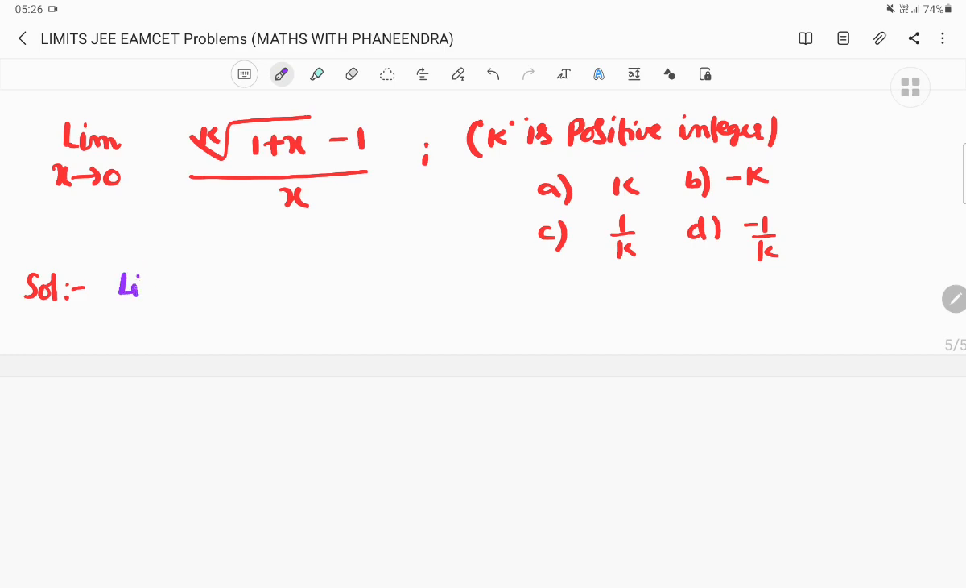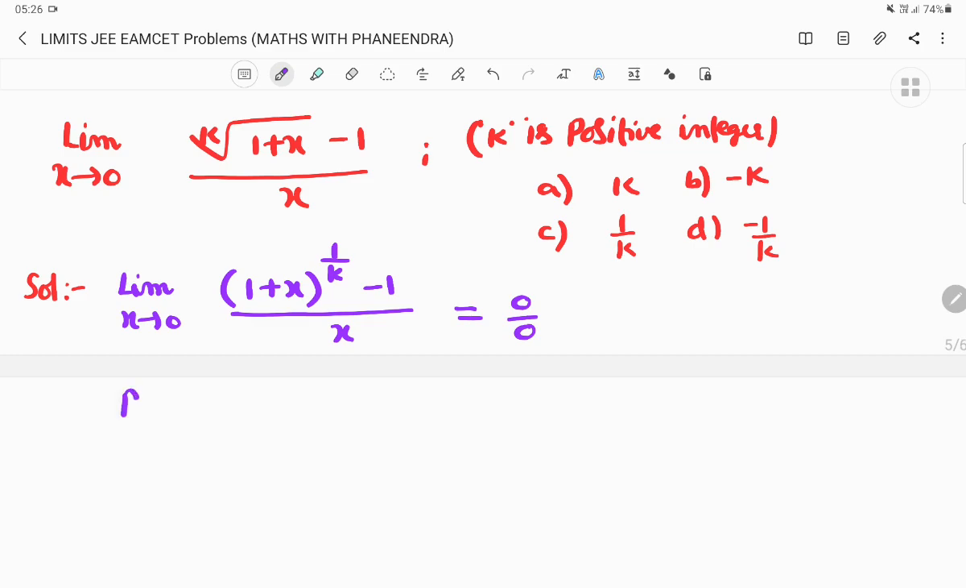So limit x extends to 0, kth root of 1 plus x can be written as 1 plus x whole power 1 by k, minus 1, divided by x. When do we have to apply L'Hospital rule? Whenever the limit is 0 by 0 or infinity by infinity. Suppose here x is equal to 0. If you substitute, 1 plus 0 is 1, 1 power anything is 1, 1 minus 1 is 0 and the x value is 0. So we reach 0 by 0 form. So in this case only we have to apply L'Hospital rule.